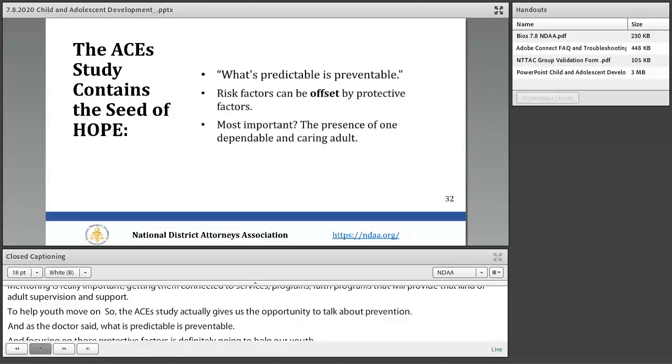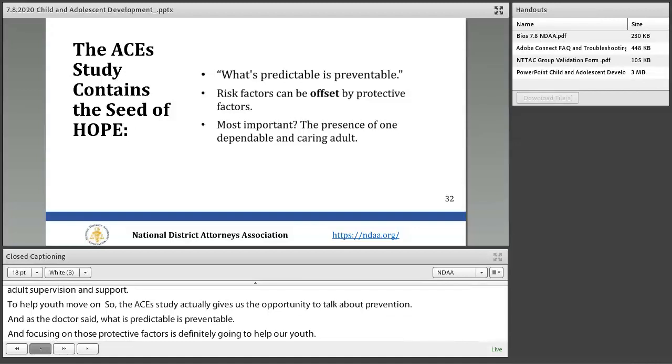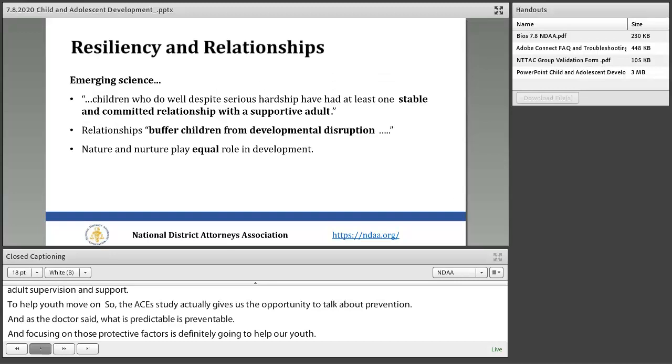Again, the ACEs study contains that seed of hope, and we want to be sure, just as Susan was talking about, that risk factors are offset by protective factors, and that we don't just focus on what the trauma or the problem is, but on what we can do to intervene.